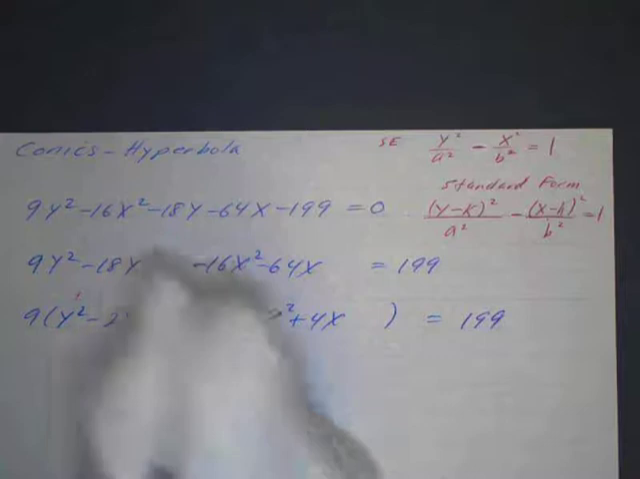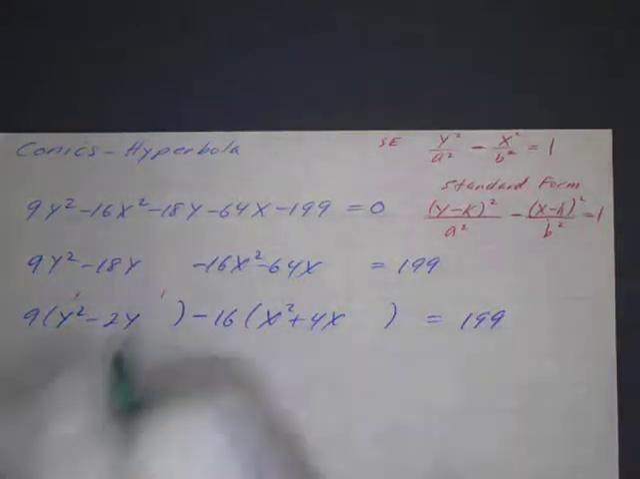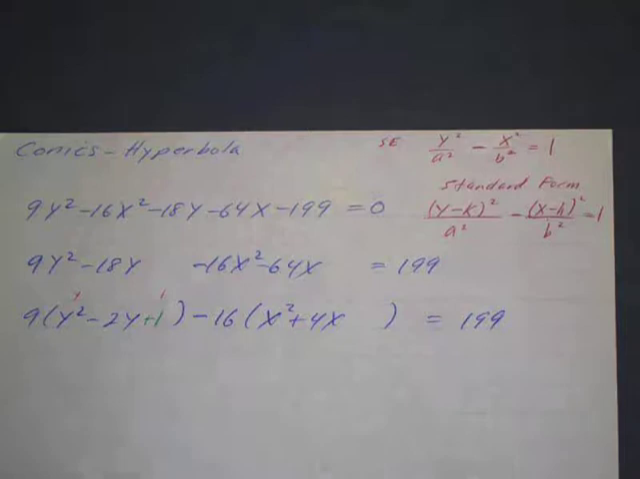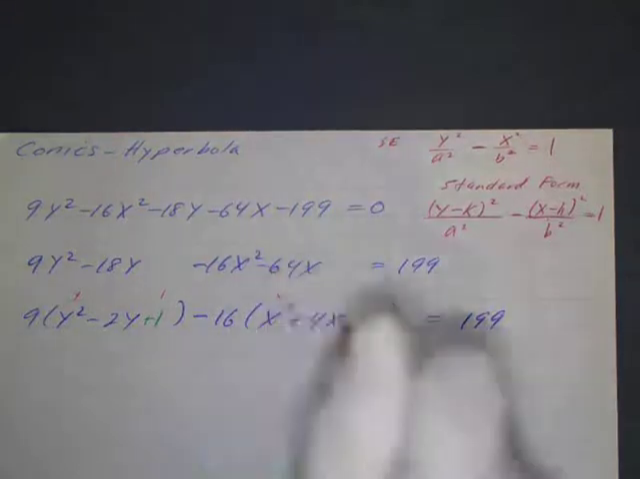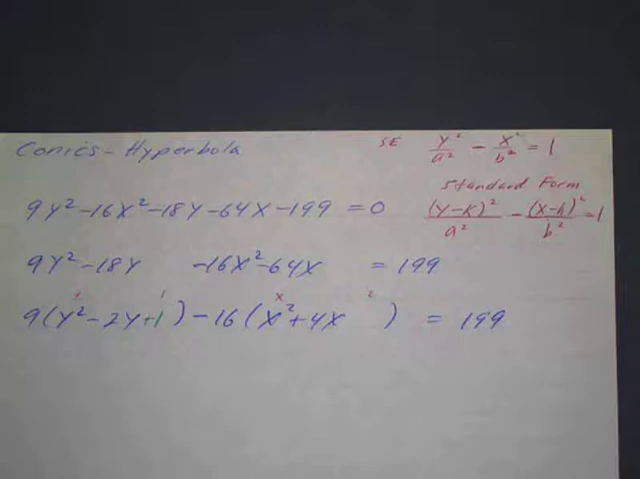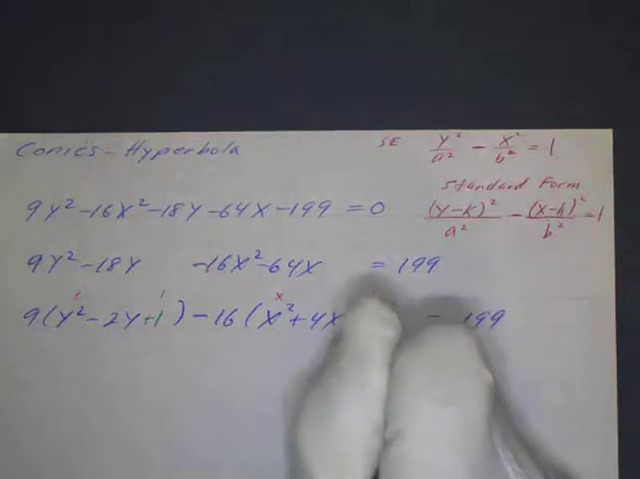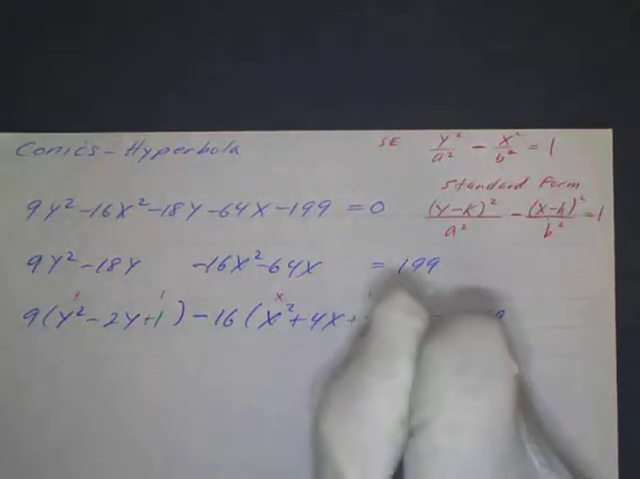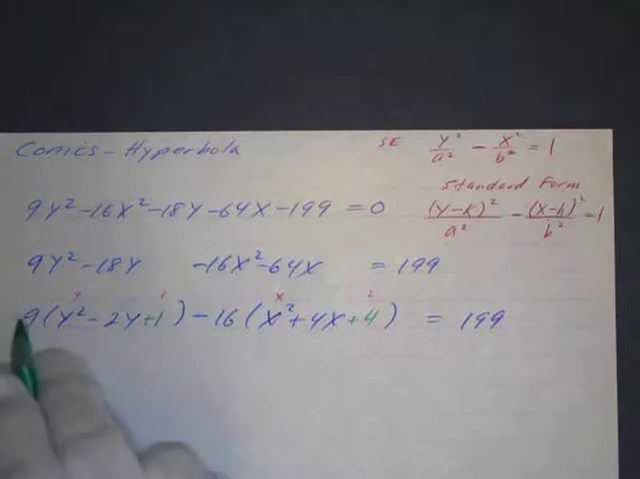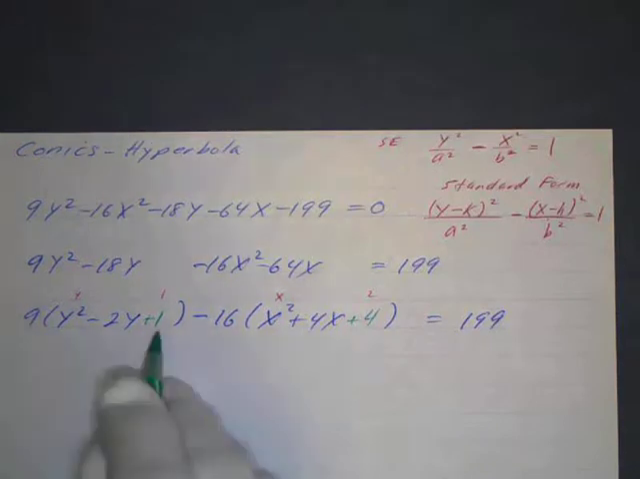What's half of 2? 1. What's 1 squared? 1. And x over here. And what's half of 4? 2. And 2 squared is 4. So remember now I'm adding 1 here, but it's preceded by a 9, so I'm adding 9, so I've got to add 9 to both sides.